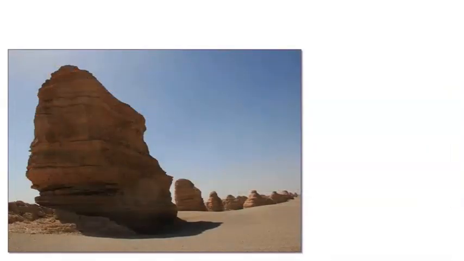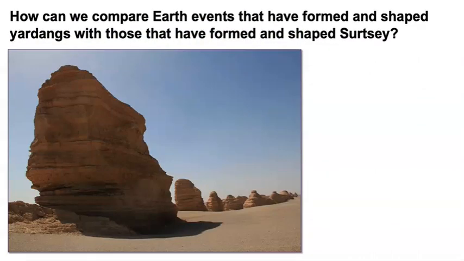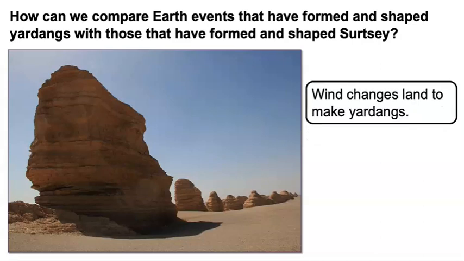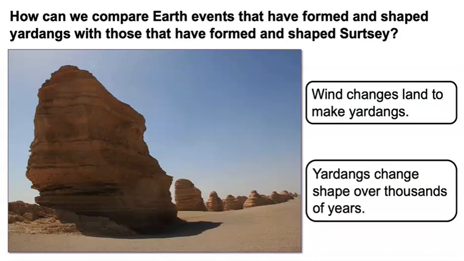So, what information did you hear that can help us answer the question, how can we compare Earth events that have formed and shaped yardangs with those that have formed and shaped Surtsey? Well, I heard that the wind changes land to make yardangs. And yardangs change shape really slowly, over thousands of years. We found out a lot about yardangs in Surtsey. Now we are ready to complete the conceptual checkpoint.